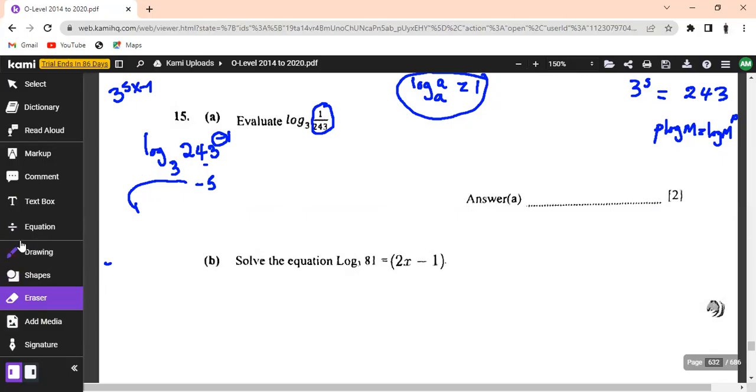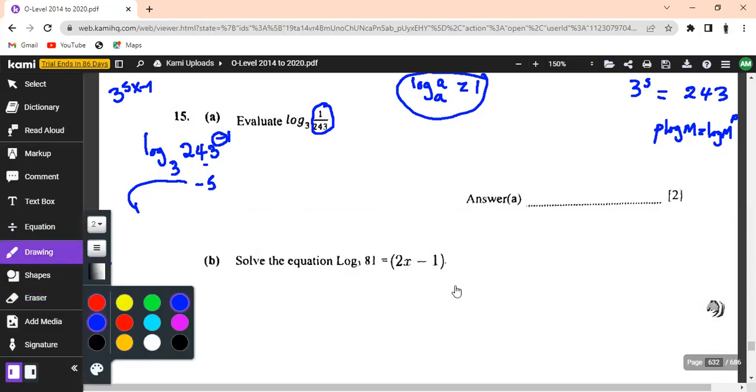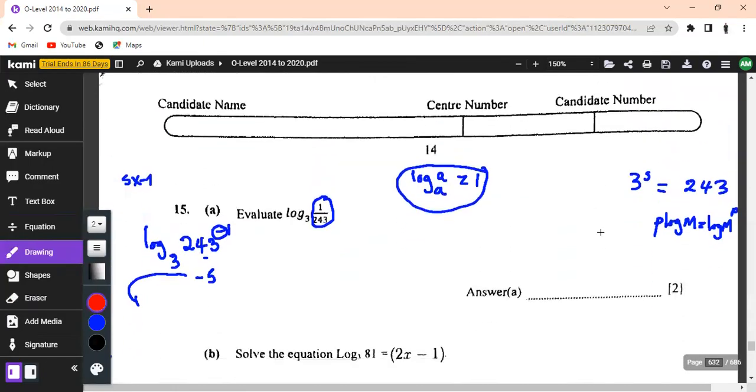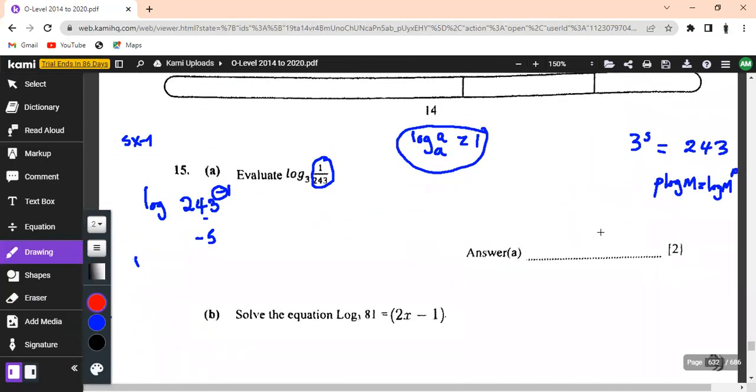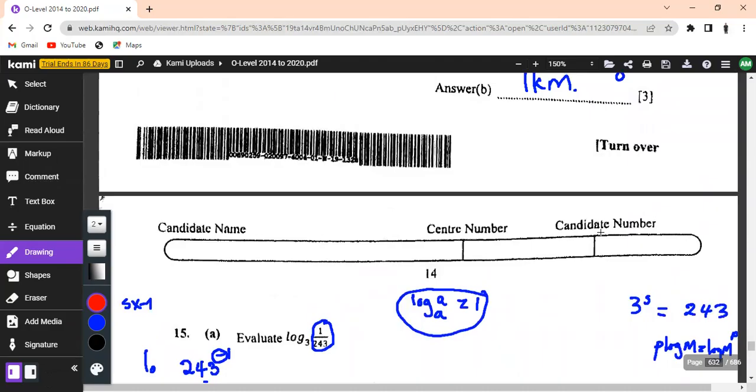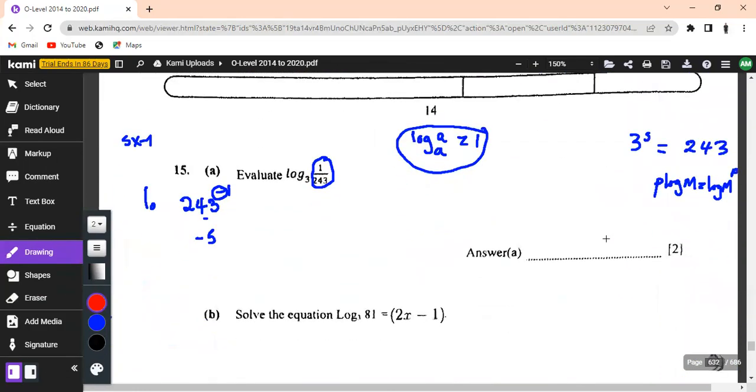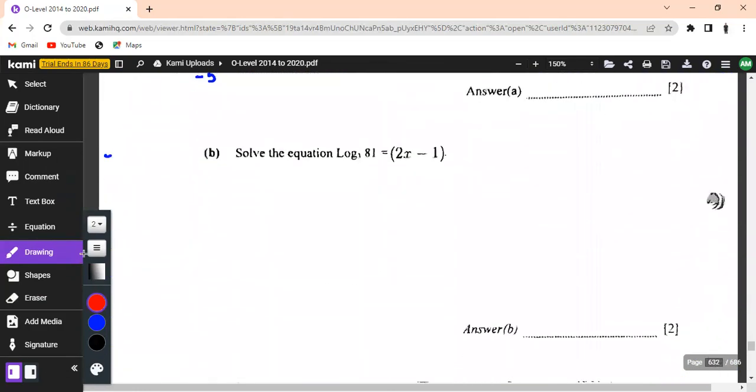So let me just put it this way. Okay. Another way that we could have done it was to introduce, you remember from your laws of logarithms, you can introduce this concept here. Let me find a space. Where can I write this now?